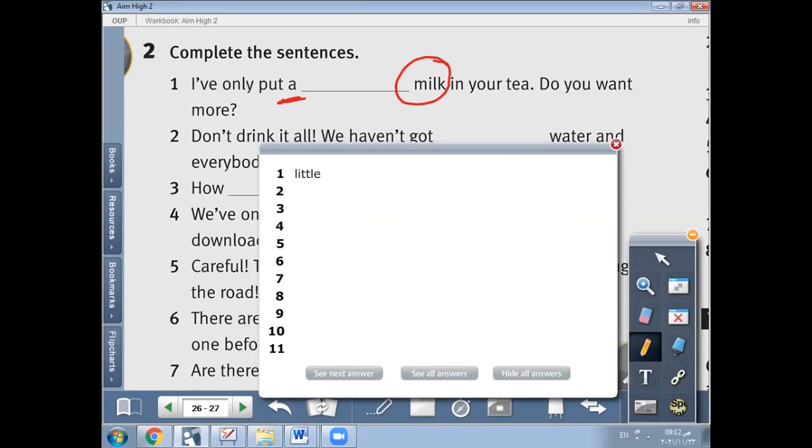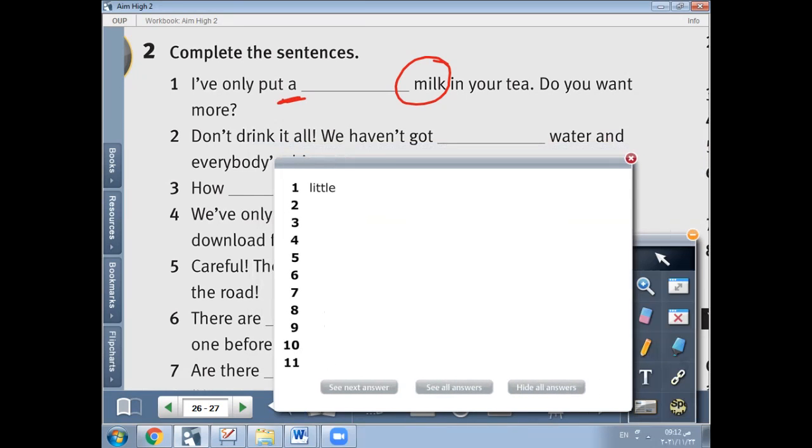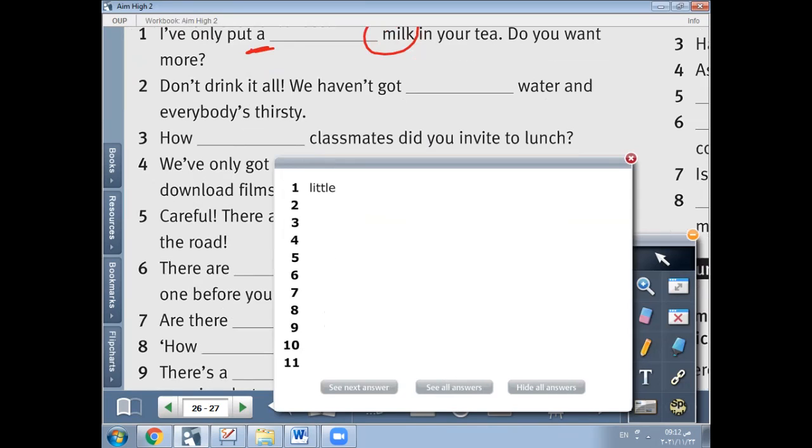Don't drink. Let's read number 1. Now number 2, yalla. Read, Munther. Don't drink it all. We haven't got much water. Look at the board again. Don't drink it all. We haven't got. What is the answer, Munther? Much. Yes. Here I have water, Munther, and I have a negative. Differentiate for me that much is uncountable and many is countable. I told you we often use each one in negative sentences and questions.